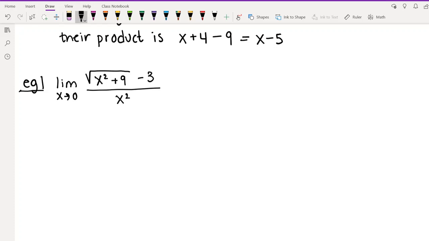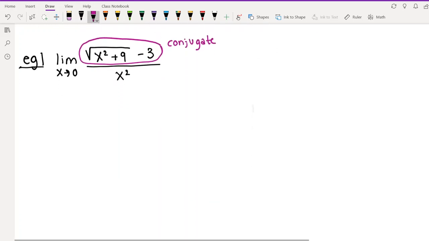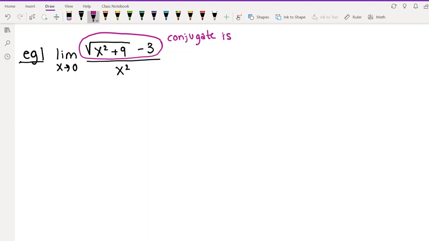So it's always a good idea, before you jump into whatever algebraic methods you're going to use, to double check: can you plug in the number? And you can't in this case, because you would get divided by 0. So first we need to figure out, what is the conjugate of this thing? Because that's what we're going to multiply by. Like we saw in the example just previously, we're not going to change the sign inside of the square root. We're going to leave it as square root of x squared plus 9, but then we're going to change it to a plus 3.